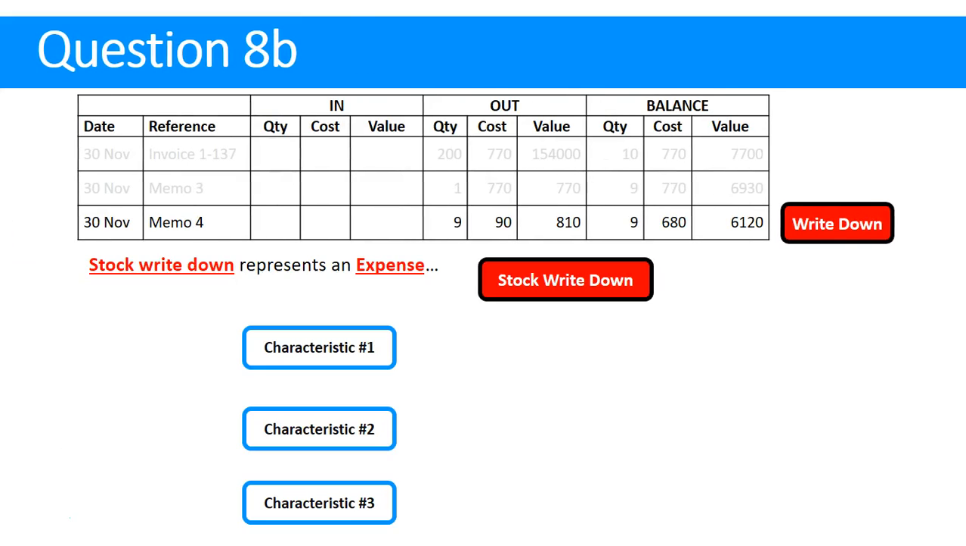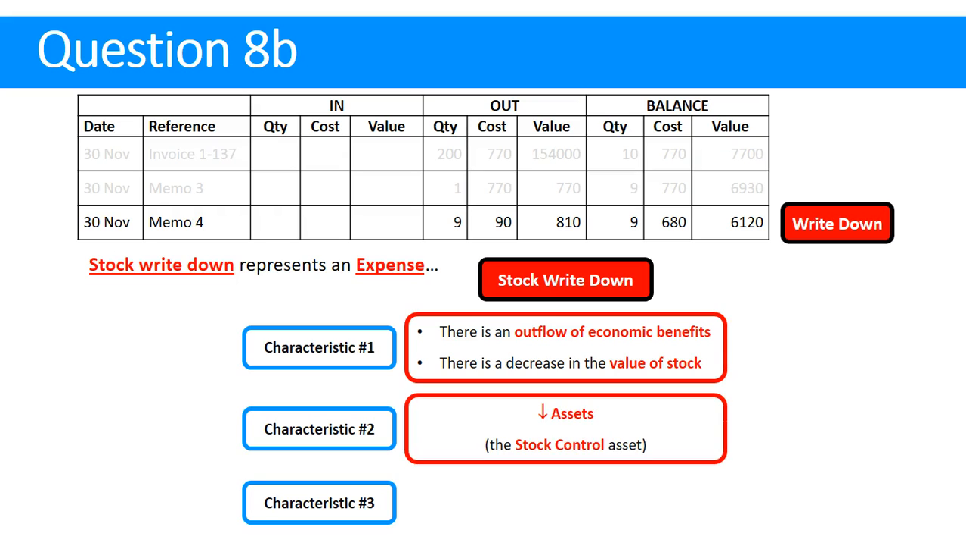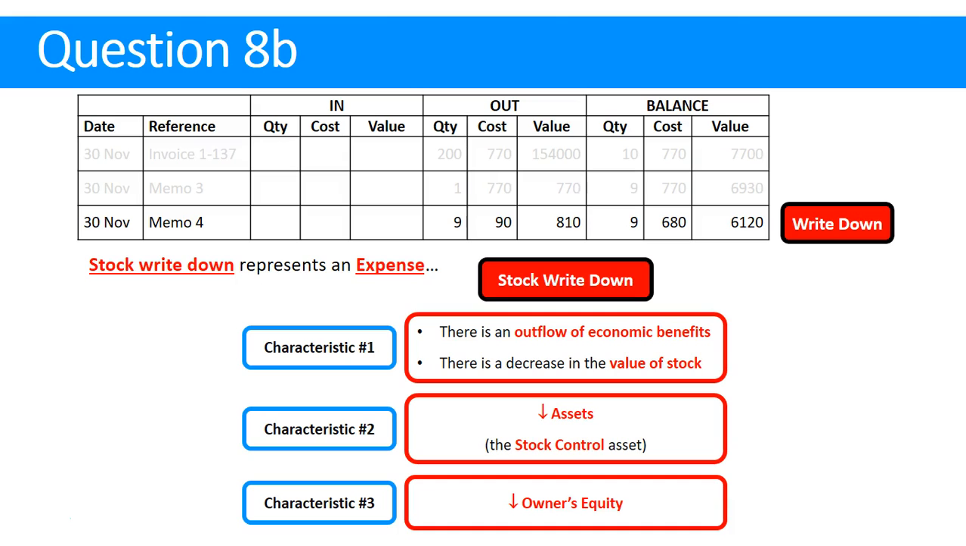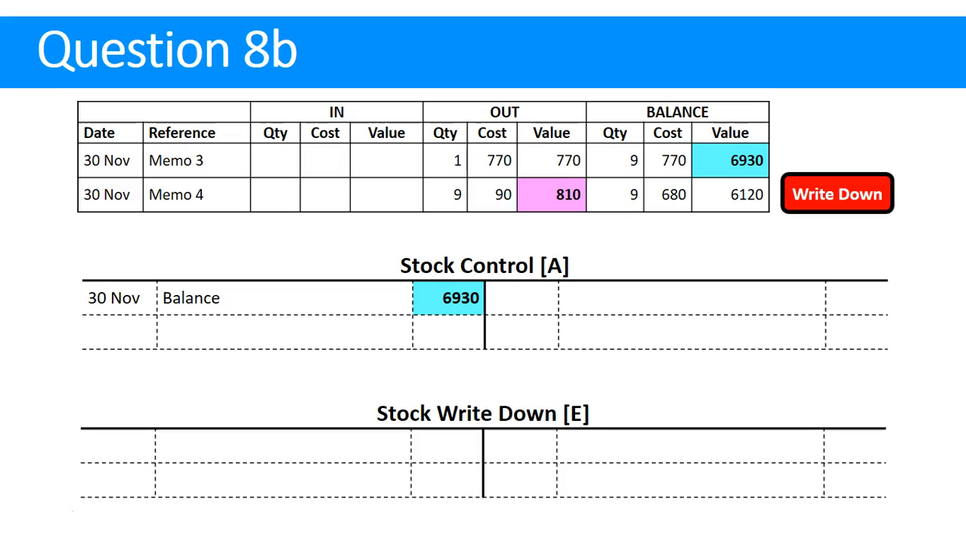To do that, we've got to remember what a stock write down is. That is also an expense. Again, we're not asked to answer that, but it does help us figure out our debits and credits. Why is that an expense? There's an outflow of economic benefits, as in there's a decrease in the value of stock. It's going to decrease an asset, again stock control, and overall it will decrease owner's equity. So the balance of 6,930 in stock control after the stock loss is not correct. We need to decrease it by another $810 in the form of a stock write down. That's an expense, so when an expense goes up, that would be a debit, and therefore it's going to be a credit in the stock control account.